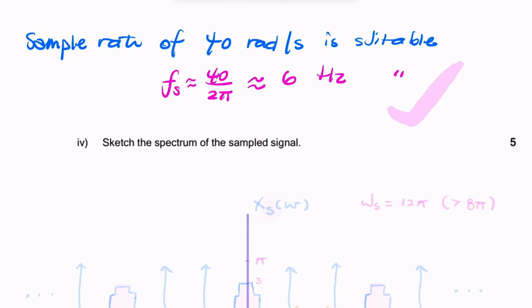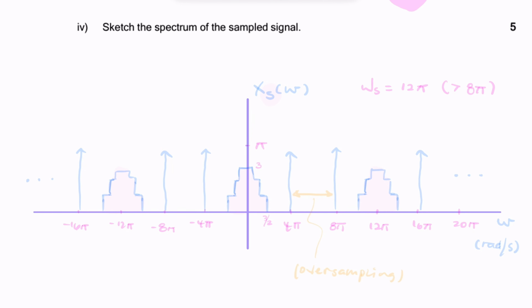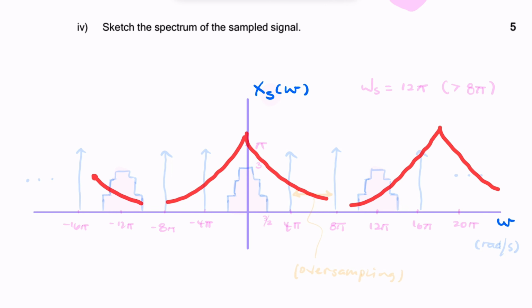So the question goes on to ask for the spectrum of the sampled signal. So we need to sketch not x of omega, but the sampled version of x of omega. So let's call it xs of omega. So what does sampling do to a spectrum? It causes it to repeat itself at multiples of the sampling frequency.